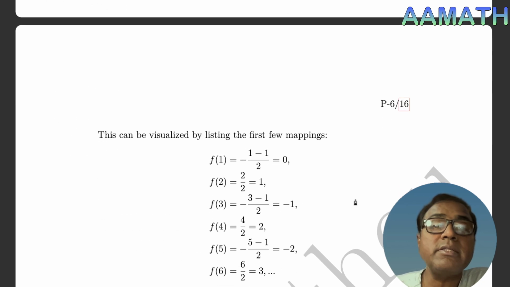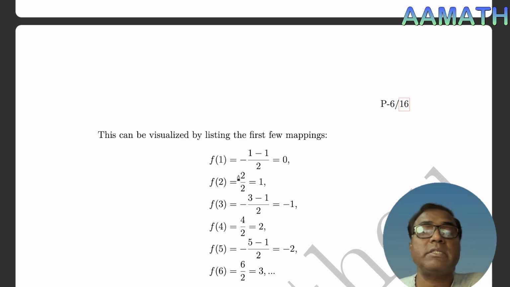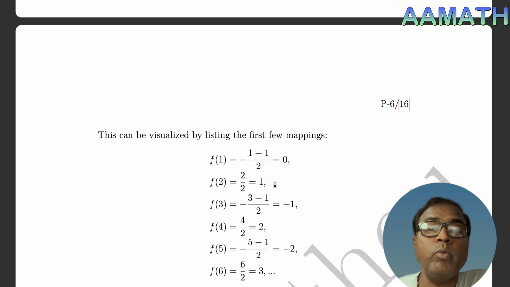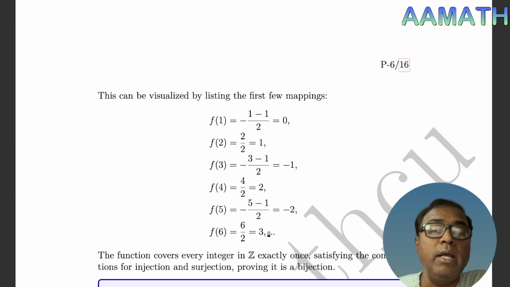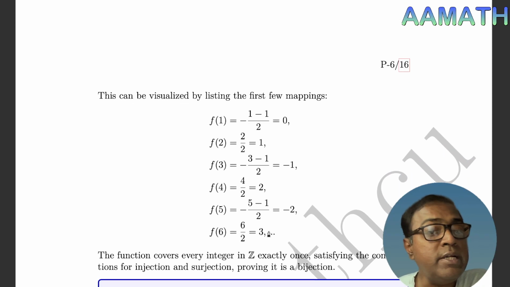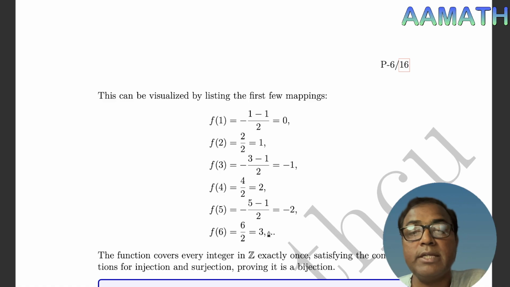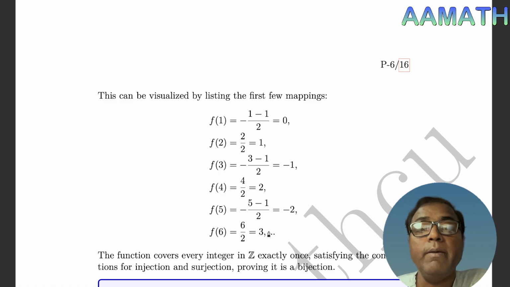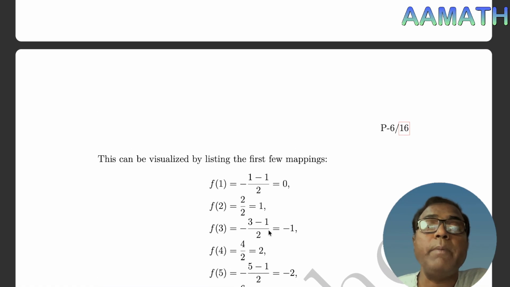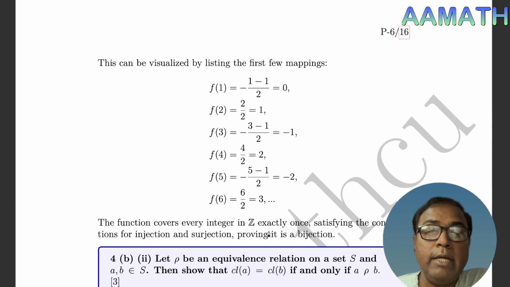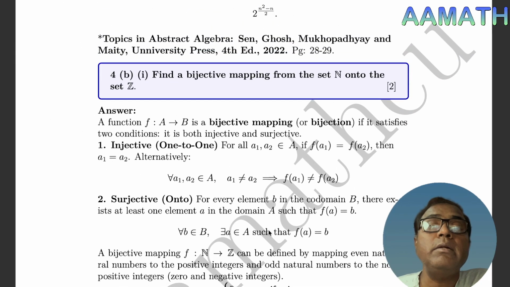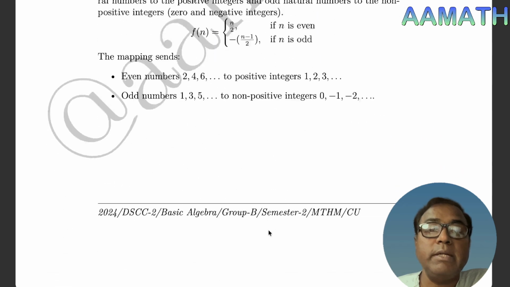We can visualize this by listing the first few mappings: f(1) equals 0, f(2) equals 1, f(3) equals minus 1, f(4) equals 2, and so on. Clearly, the function covers every integer z in the codomain set exactly once, satisfying the conditions for injection as well as surjection, and proving that it is a bijection, or bijective mapping. So, this is the result for the bijective mapping.